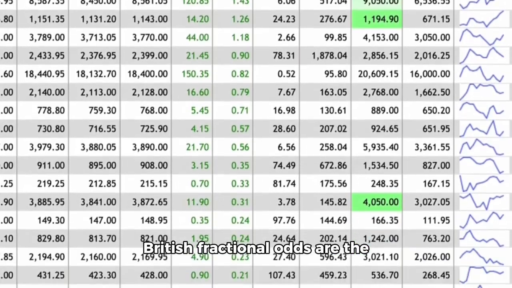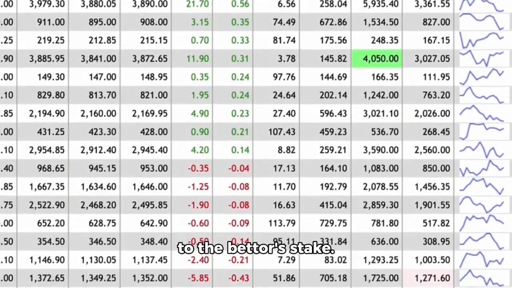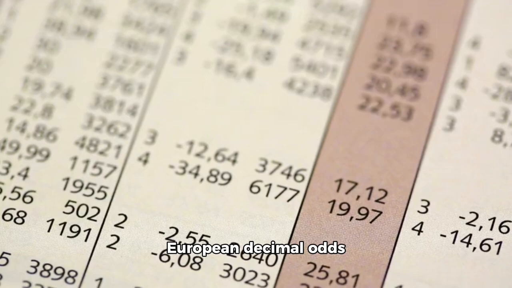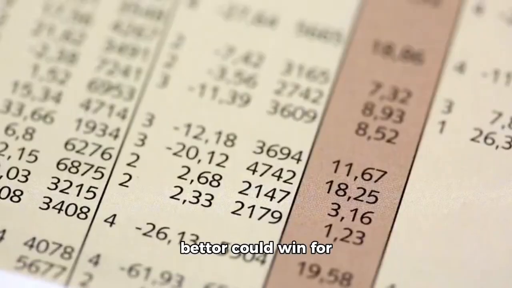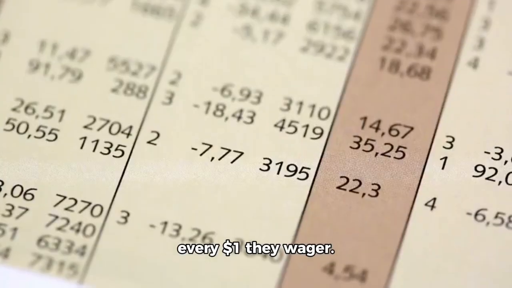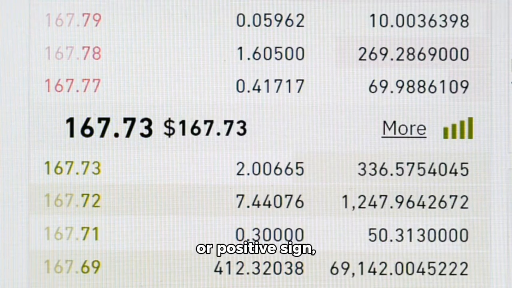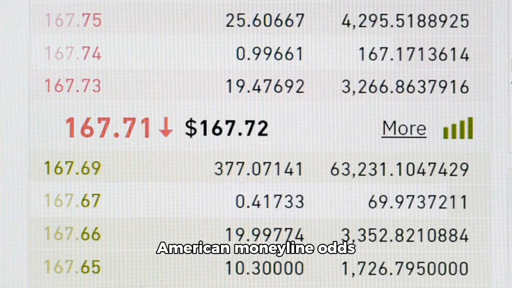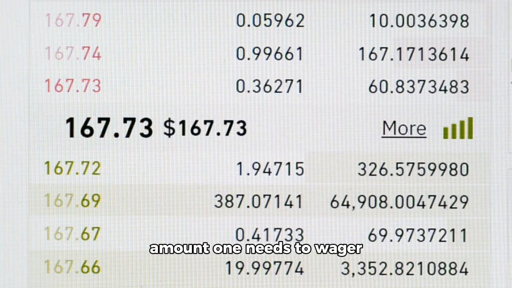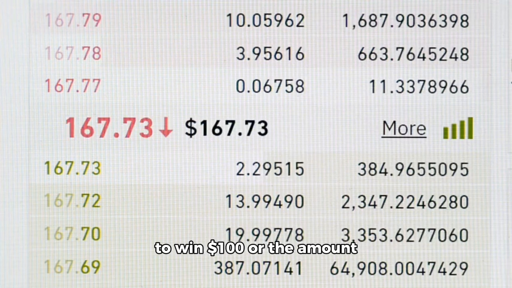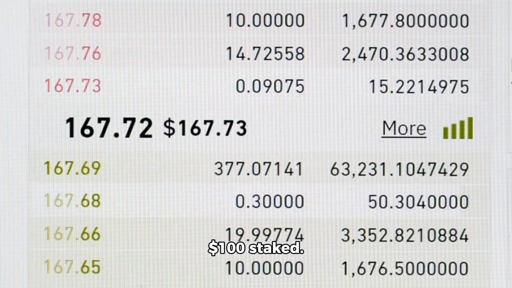British fractional odds are the ratio of the amount won (profit) to the bettor's stake. European decimal odds represent the amount the bettor could win for every $1 they wager. Depending on the negative or positive sign, American moneyline odds either indicate the amount one needs to wager to win $100 or the amount one would win for every $100 stake.